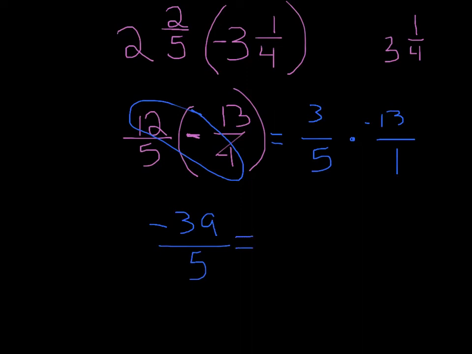39, you can't divide by 5, so we're going to create a mixed number. 5 goes into 39 7 times with 4 left over. And it's negative, so our final answer is still negative.